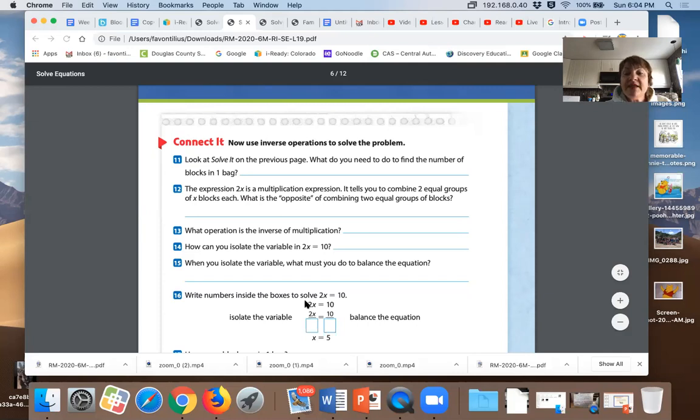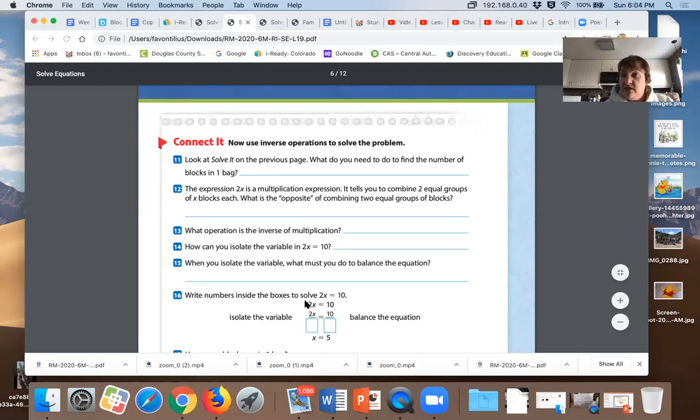What is the opposite of combining two equal groups of blocks? If you combine two equal groups of blocks, the opposite is you're going to split those blocks, or divide those blocks. The opposite is splitting those boxes into two equal groups. It's just trying to help you understand that the opposite of multiplication is division. If you combine something, you have to split it. That's the opposite. Combine, split.